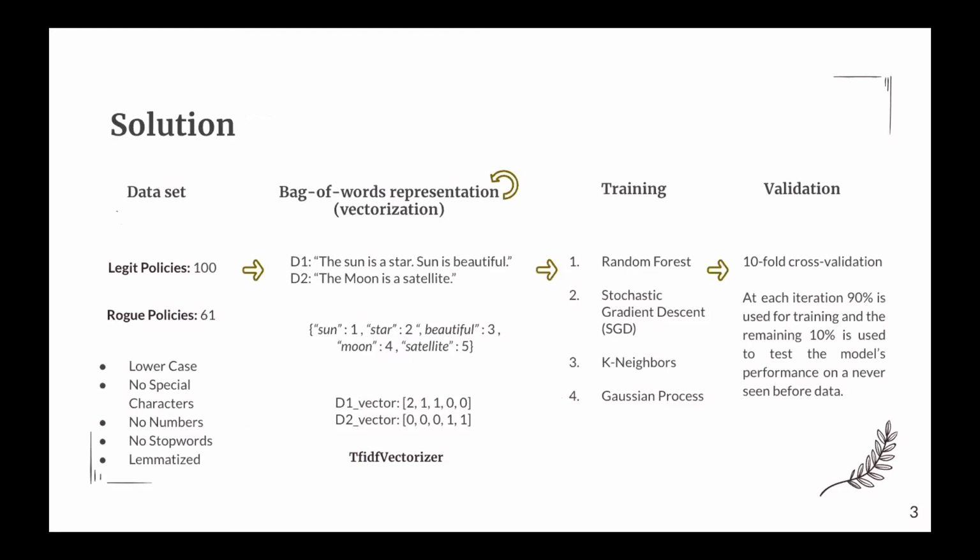So to solve this, this is the workflow that we had. First, we start with a data set. We have legit policies and rogue policies, and we do some pre-processing. We convert everything to lowercase letters. We have no special characters, no numbers, no stop words, and we lemmatized all of the words.